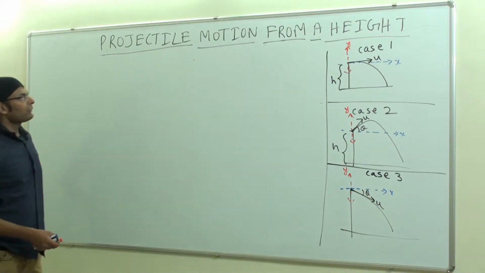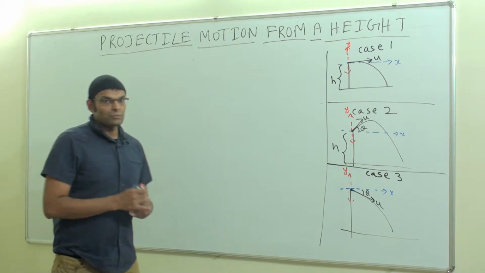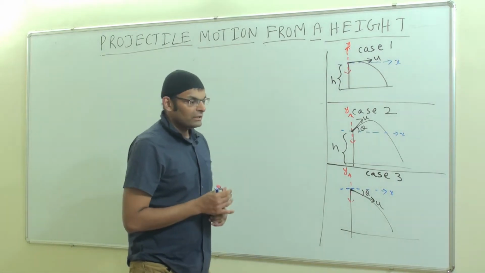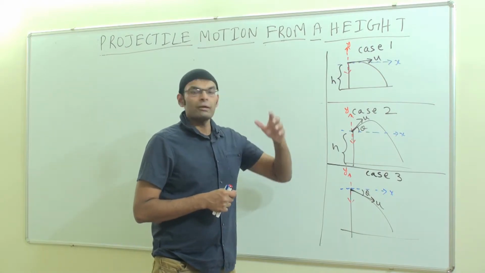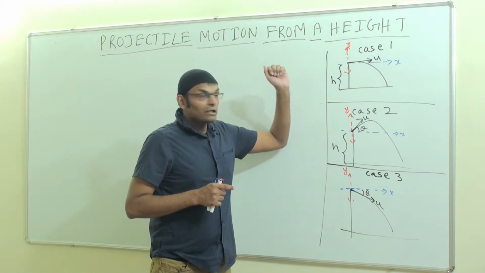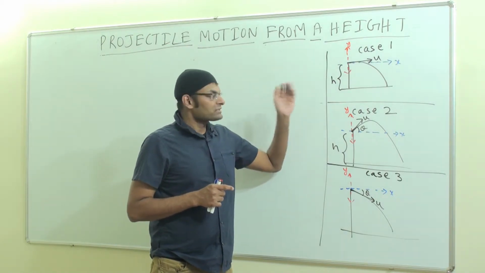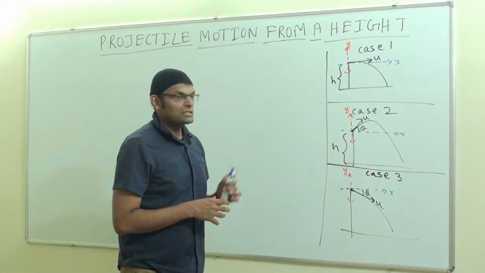In today's class, I am going to discuss projectile motion from a height. So what exactly is this projectile motion from a height? To know that, we have a tower or a building of certain height and we throw a ball from the top of the tower at different angles, or the different angles can be given as case 1, case 2, case 3. So let's see what exactly is this case 1, case 2, case 3.